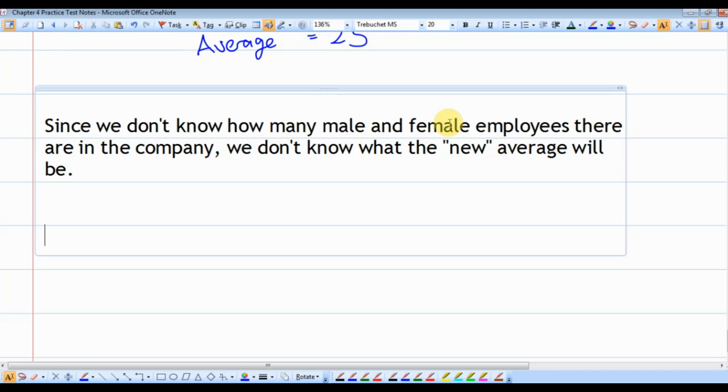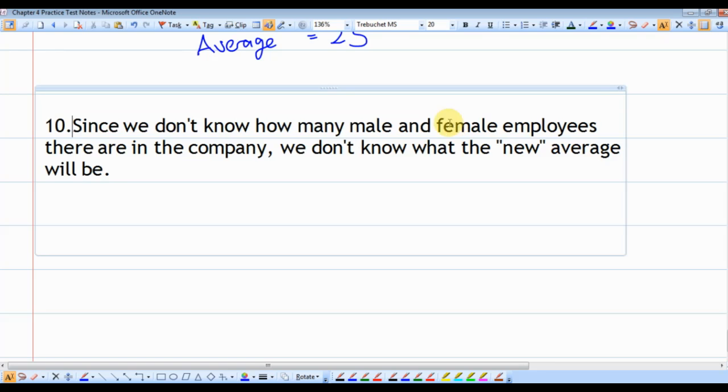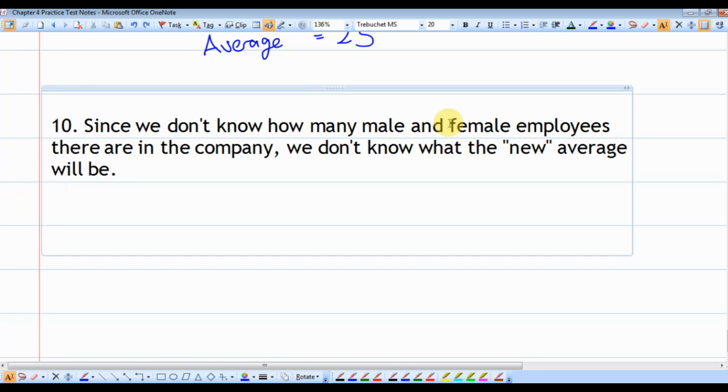So the answer here should be we don't know anything. But that's why it could be C. It could be any number between 35,000 and 41,000, right? Yeah, it's C. It has to be somewhere between those two. We just don't know if it's closer to 41,000 or closer to 35,000. It's going to depend on if there are more men or more women.